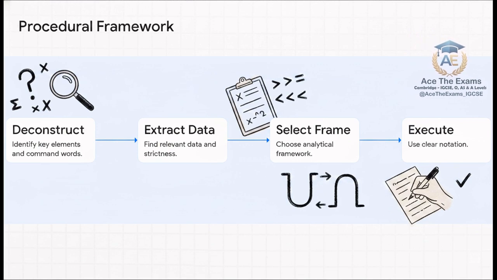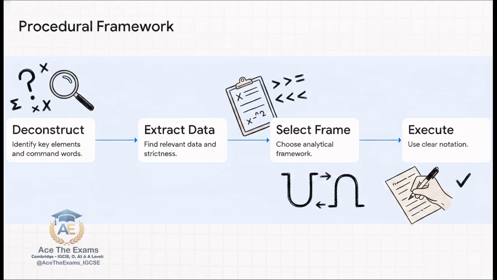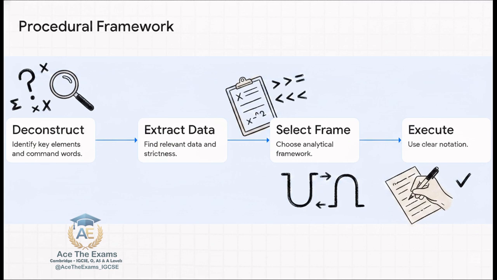Step 3, select your analytical framework. Are you dealing with a positive quadratic, that classic U shape, or a negative quadratic, which gives you that N shape? Step 4, execute with clear notation. By forcing yourself to go through this sequence, you completely eliminate those silly, rushed errors, and you ensure every single step aligns with the examiner's grading rubric.